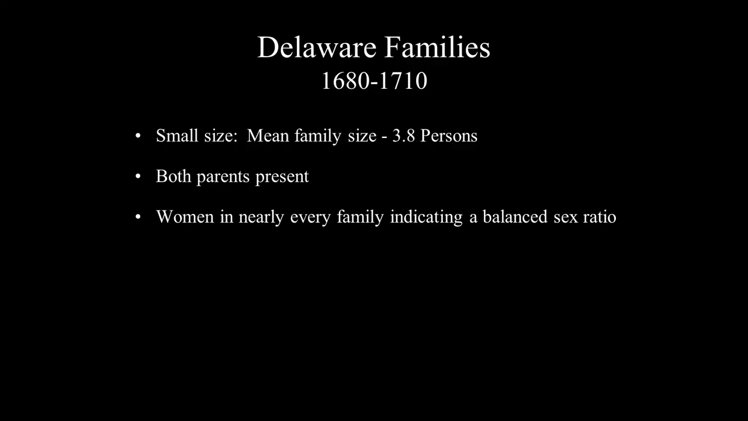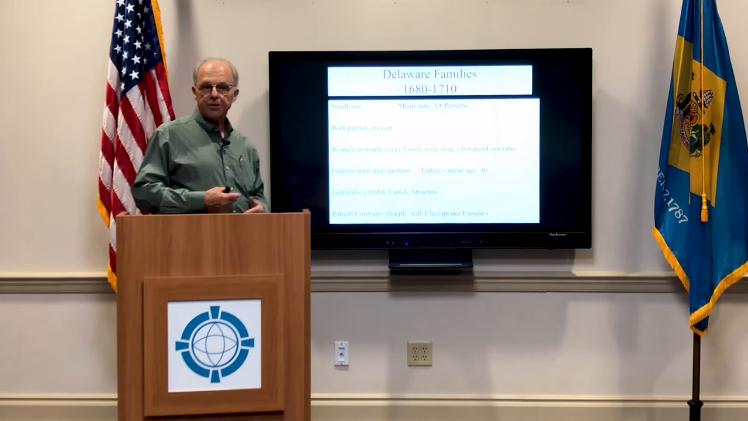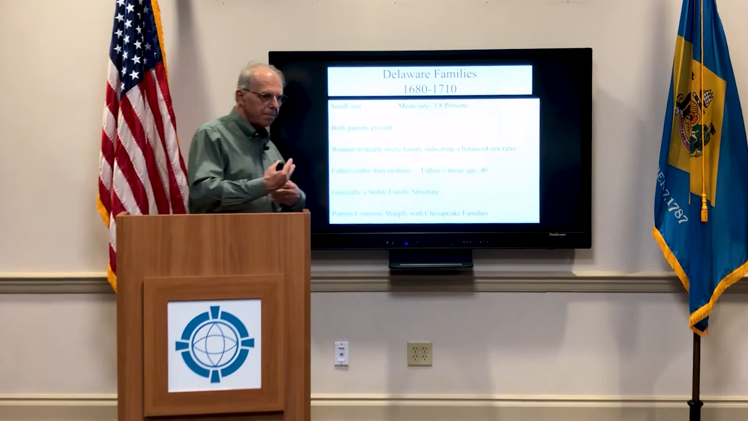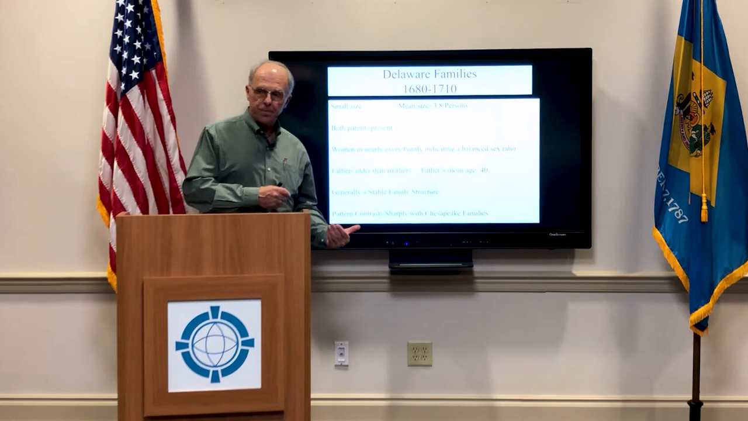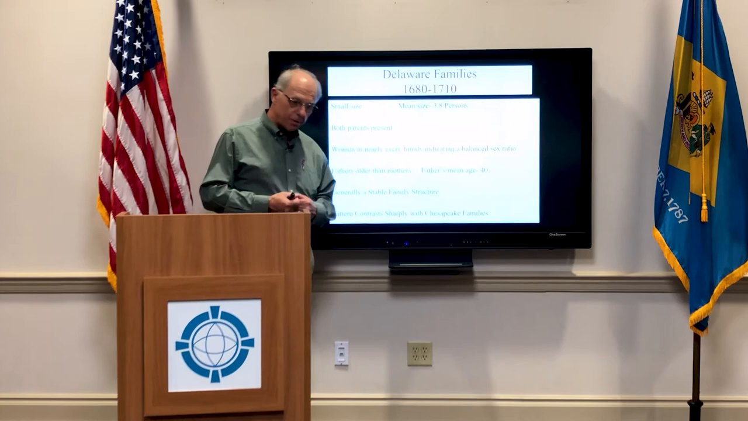Women are in every household. In the Chesapeake, the sex ratio is seven men to every one woman. That's the nature of a colonial society. It's the nature of a tobacco culture that postponed marriage and things like that. Immigration into the region was largely on an individual basis. So in other words, a man would come in, perhaps as an indentured servant, work his time off, try to establish himself, and then contemplate marriage.